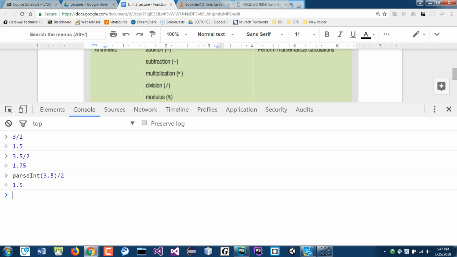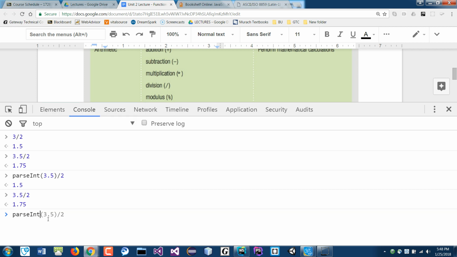Because you do division, even though both numbers in this case are integers, you still get a 1.5 as a decimal. That is the default type. If you want to force the total result to be an integer, then you have to parse the whole thing. This is not the same as this: it's a 1.5, versus 1.75. If you want the whole result to be an integer, then you have to parse the whole thing.